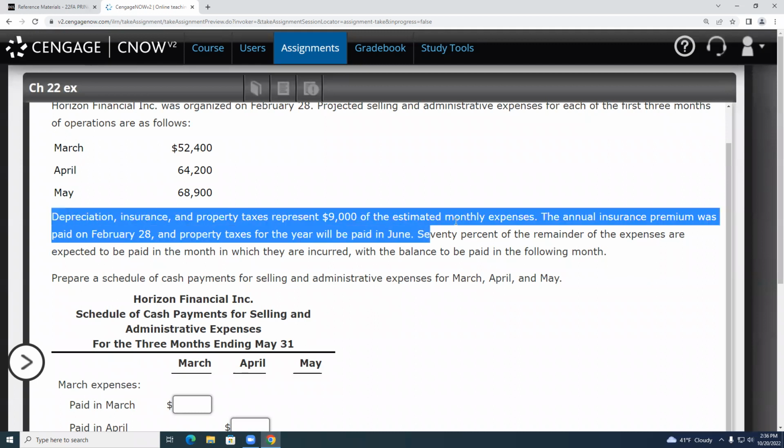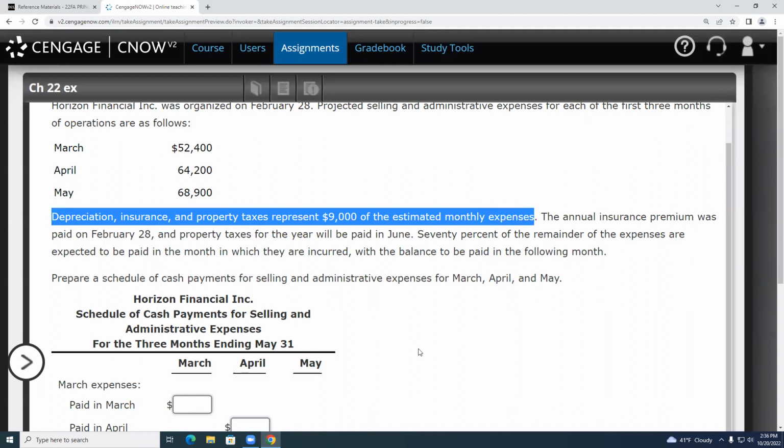Why did they lump these three together and tell us that it's $9,000 total, but they didn't give us the breakdown? How much of that's depreciation, how much is insurance, how much is property tax? Well, here's why. We're not doing an income statement. We're doing a cash budget. We're doing the cash expenditures part of the cash budget.